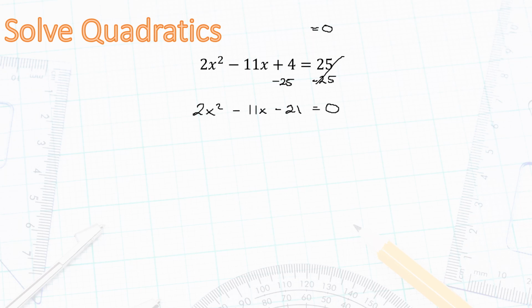And now we need, does 2 divide into those evenly? No, it doesn't. So this is going to be a box method question. So we got 2 times minus 21 is minus 42. And we need factors of minus 42 that add up to be negative 11.